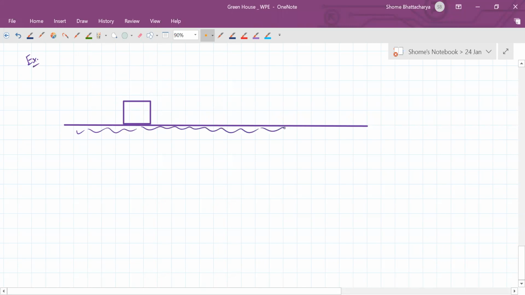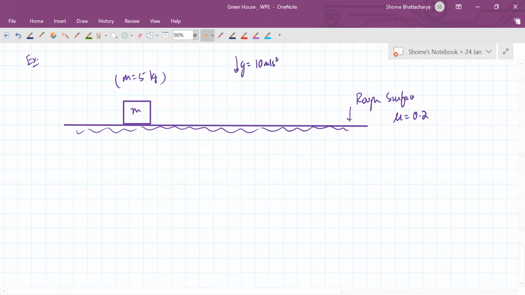So let's say we have this situation. We have a rough surface. Coefficient of friction of that surface is 0.2. And we have a block which is of mass 5 kilograms. Now this is at rest initially. Acceleration due to gravity we will take as 10 meters per second square as usual.